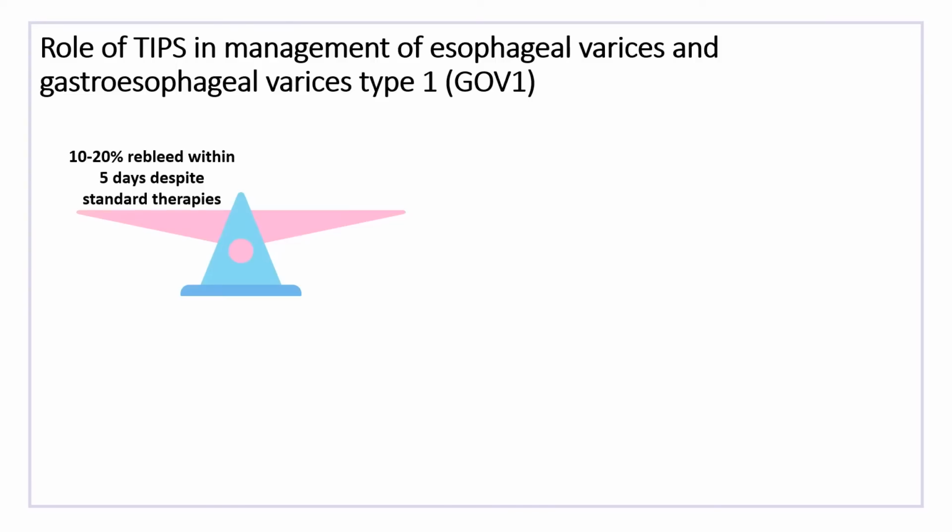Now, those patients that rebleed also tend to be very sick. They are Child C patients. And if you consider TIPS in those patients, it can lead to acute and chronic liver failure with high mortality.